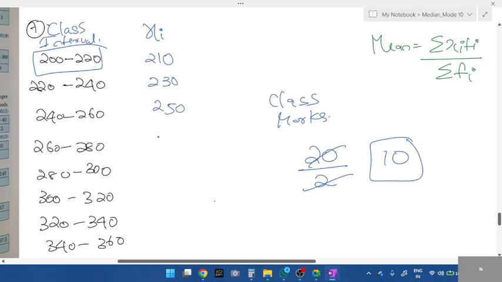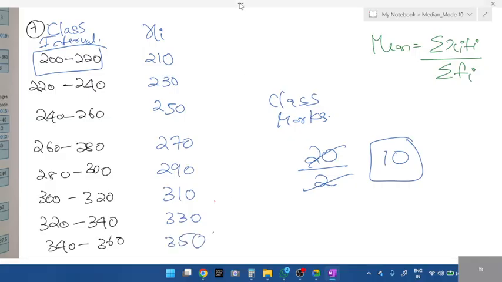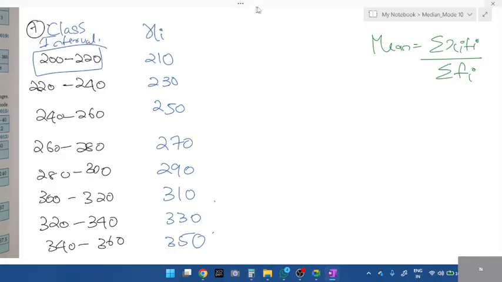Be quick. After 250, add 10 with all the starting numbers. 270. Next, 10 plus 280 is? Is it clear? All of you understood, or any doubts in this? Respond. You all understood how to find the xi value, the middle value?